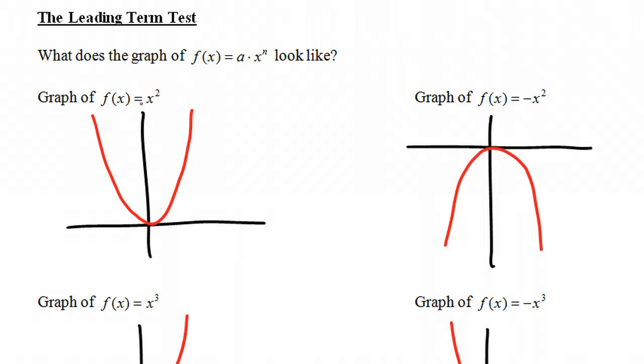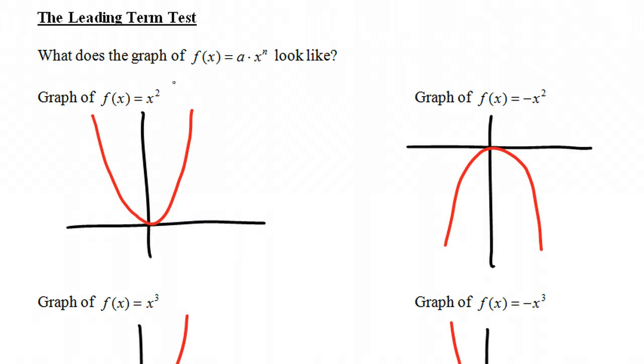Okay, so for example, in the first case, f of x equals x squared, the a is 1 and the n is 2. Now notice this is a polynomial, but these are very simple polynomials. We're not adding or subtracting a bunch of terms. We just have one term here. Now of course we know what f of x equals x squared looks like. It looks like this parabola.